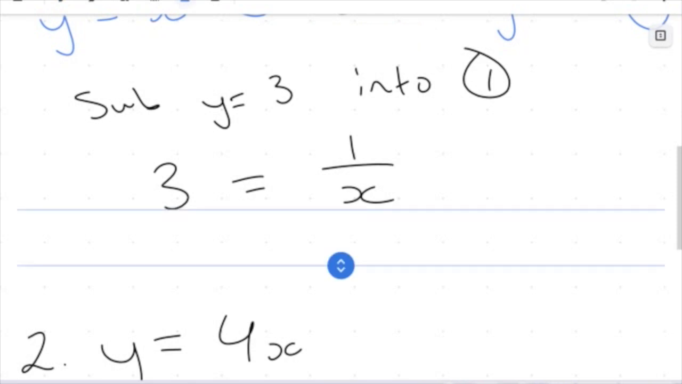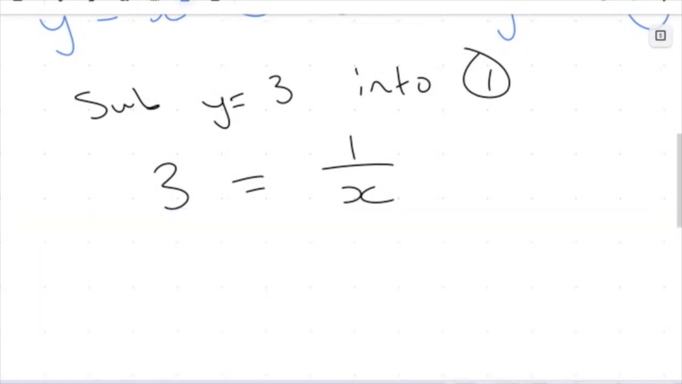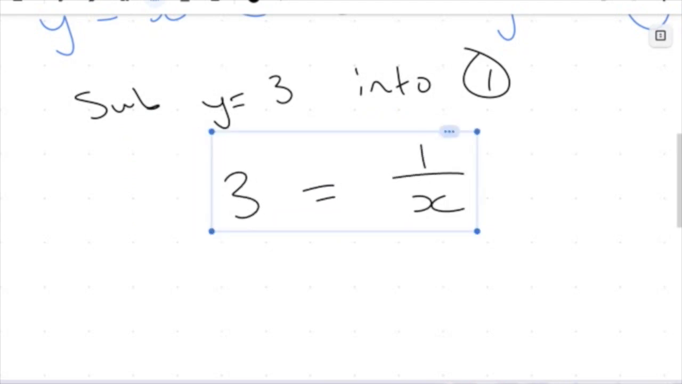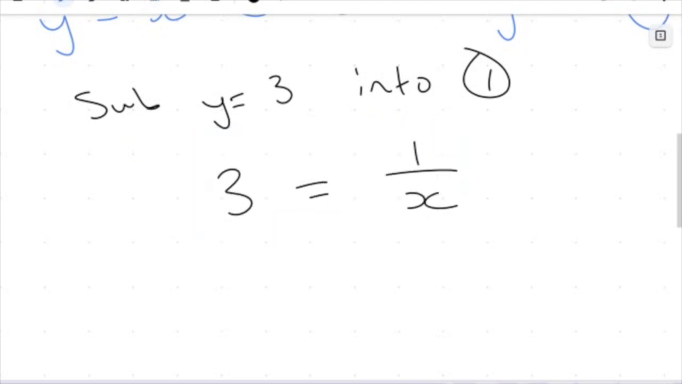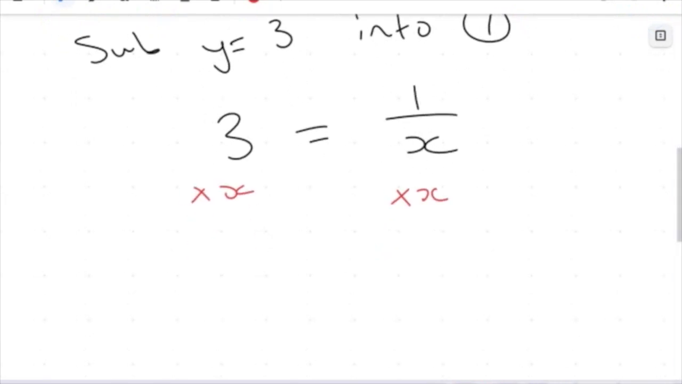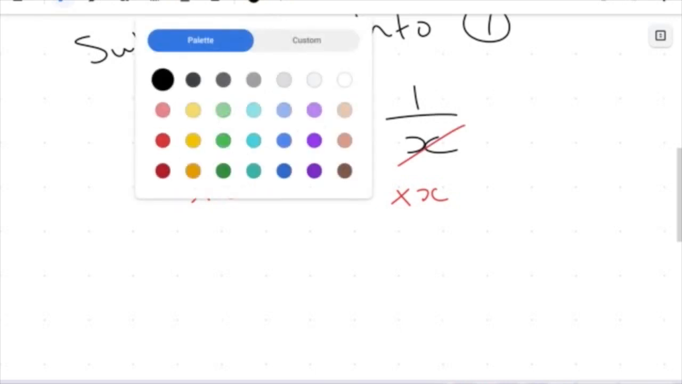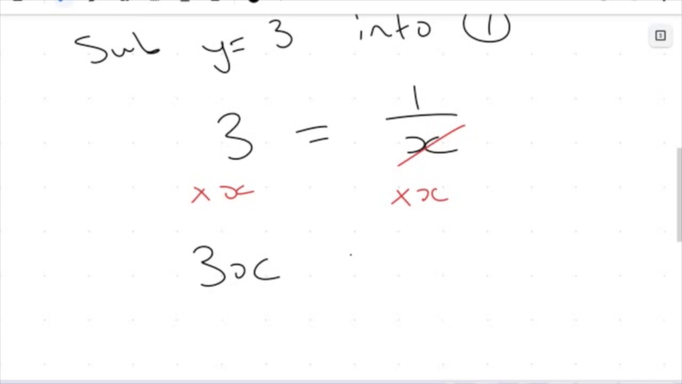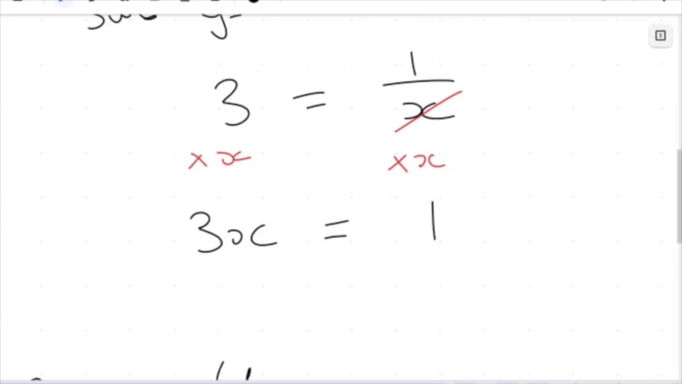Now I want to solve this. So I need to get the x on its own here. But it's a little bit tricky because the x is on the denominator here. So I need to somehow think about getting it onto the other side so that I can start to isolate the x, because it's no help to us here on the denominator. So what I'm going to do is I'm going to multiply both sides by x. That's going to undo the division of x over here. So I get 3x on the left, and then here I just get left with 1.